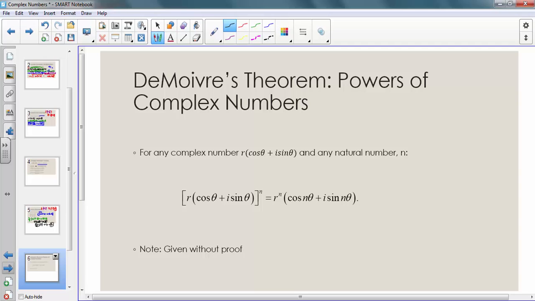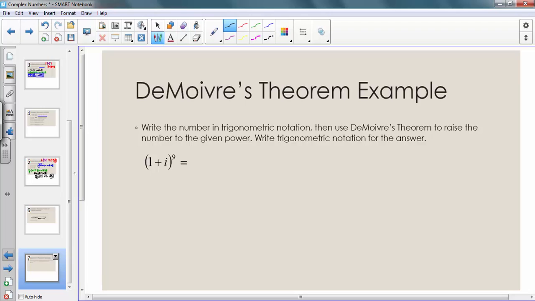Finally, we have the powers of complex numbers. For any complex number in trigonometric notation and any natural number n, we have the following formula. Since this is a theorem, it's given without a proof, but you can always look it up online if you're interested. So now let's look at an example of using this theorem in order to solve for a complex number raised to a given power.